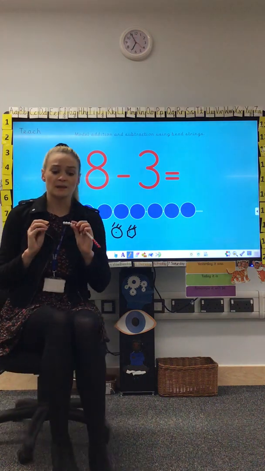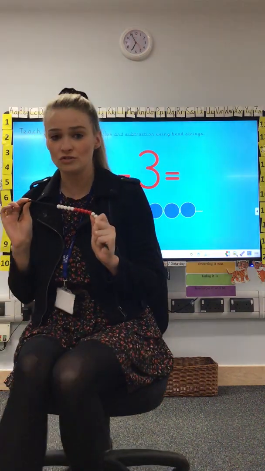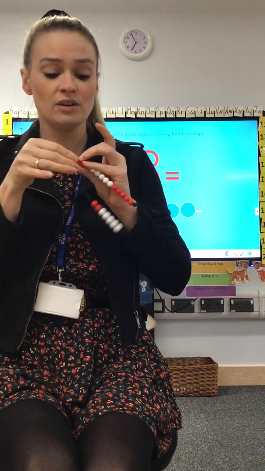So watch me. I'm going to do this with my bead strings. 8 subtract 3. Our starting number is 8. 1, 2, 3, 4, 5, 6, 7, 8. You don't need to do this yet because you're just watching this time, watching me. I have 8.